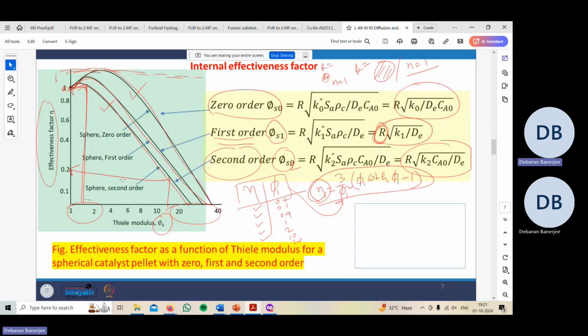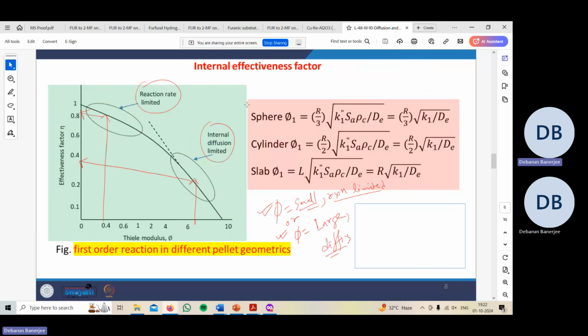So this graph shows us the internal effectiveness factor for different reaction orders. For zero order, phi s naught equals R square root of k naught by De C naught. For the first order, it will be R square root of k1 by De, and for the second order, phi s naught equals R square root of k2 C naught by De. So for a sphere, phi 1 equals R by 3 square root of k1 double dash Sa rho c by De, so equals R by 3 square root of k1 by De. For a cylinder, it will be R by 2, and for a slab, it will be the length of the slab.